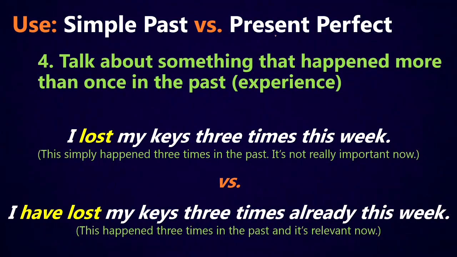The fourth reason we use the present perfect is to talk about something that happened more than once in the past. So if I say I have lost my keys 3 times already this week, I'm using the present perfect because this happened 3 times in the past and it's relevant now, or it's important now. If I say I lost my keys 3 times this week in the simple past, then this simply means that it happened 3 times in the past, but it's not really important now. Okay. So this one is a very basic way to say it. It's a very basic form. Using the present perfect carries more meaning to it because it's showing that it's relevant now somehow.